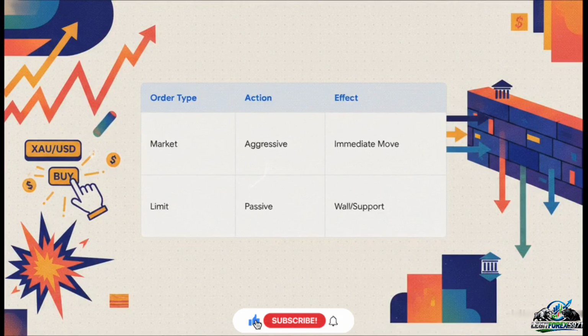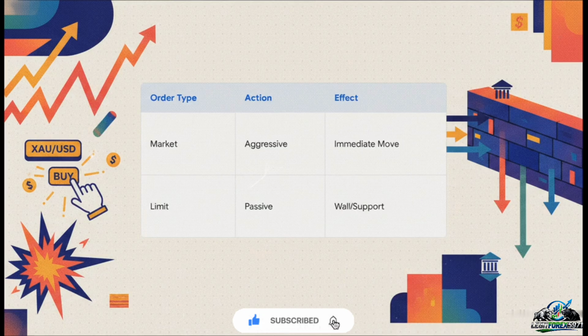So look, price doesn't just move randomly. It's a constant, real-time battle between buyers and sellers. On one side of the table, we've got market orders. These are your aggressive orders. When buyers just spam the buy button at the current market price, they consume the available supply, which pumps assets, like gold, instantly. On the flip side, we have limit orders.